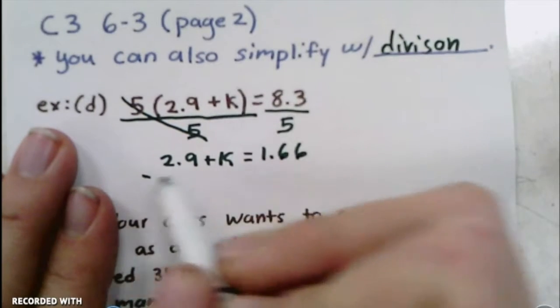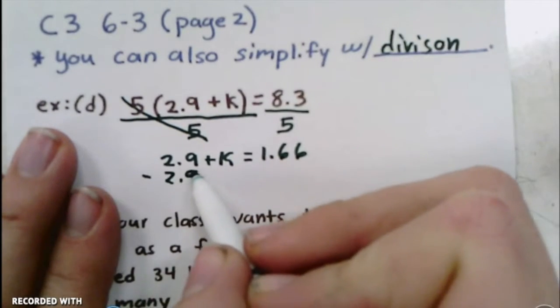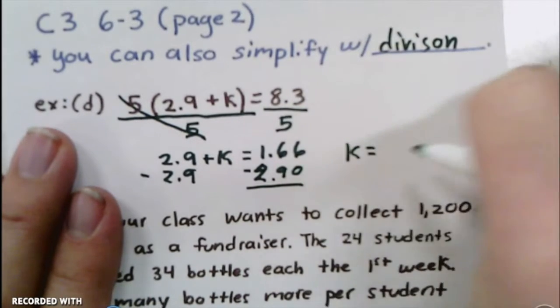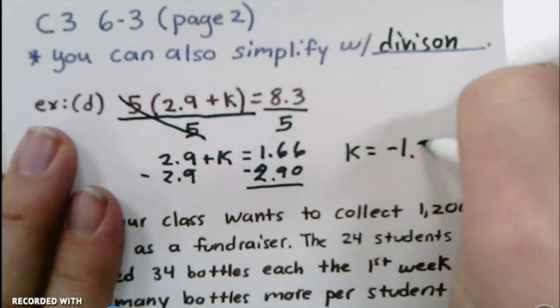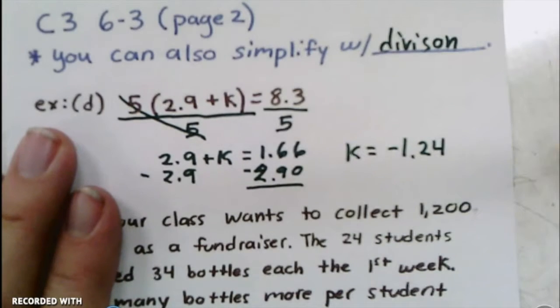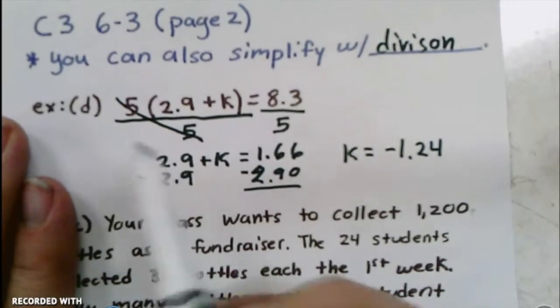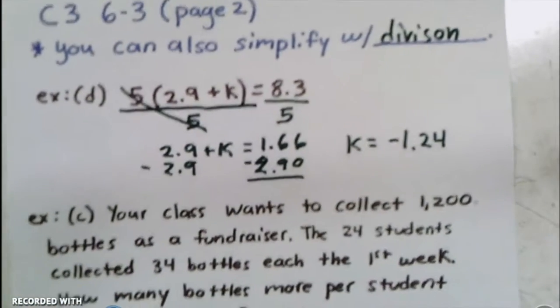And now I'm going to subtract, and I get k equals negative 1.24, which was the same thing we got when we used the distributive property. So there is that option that you can do it using division.